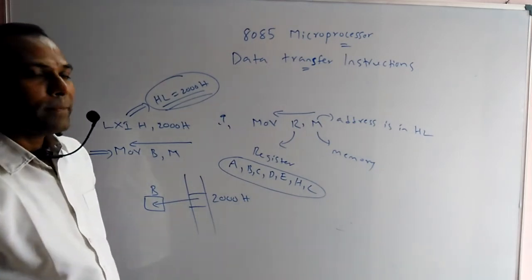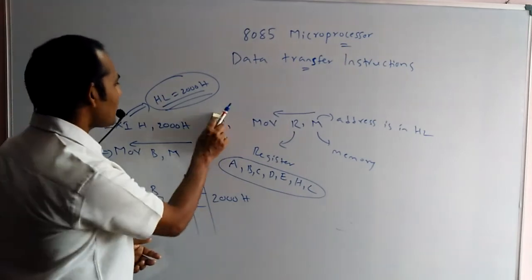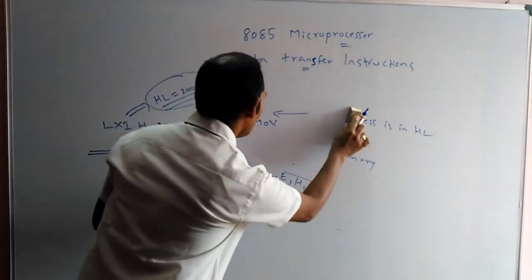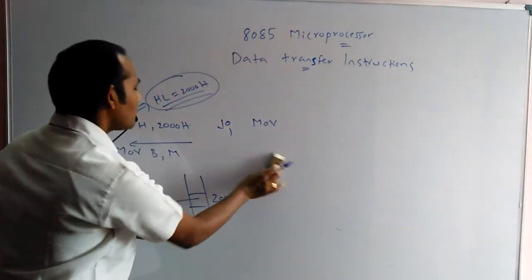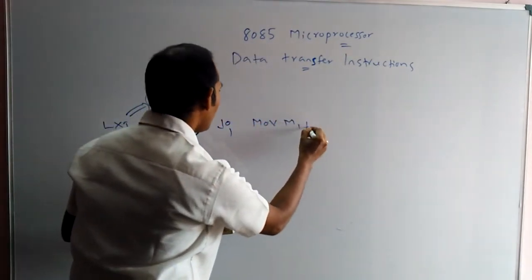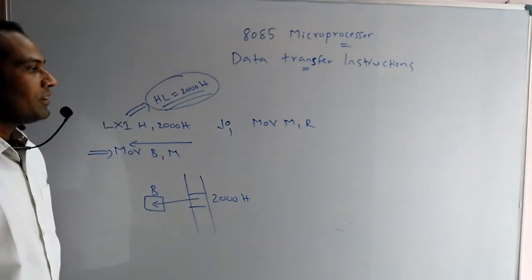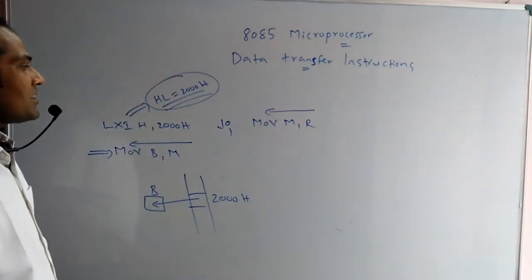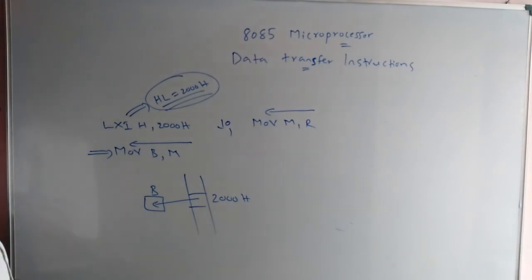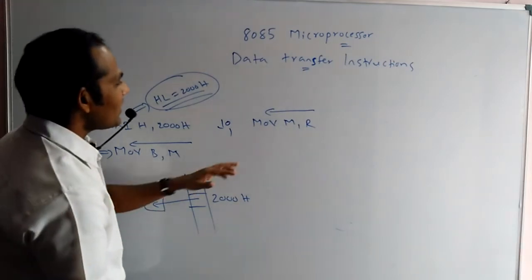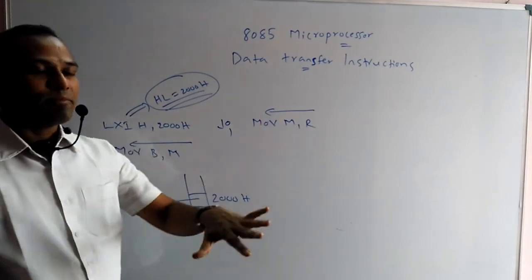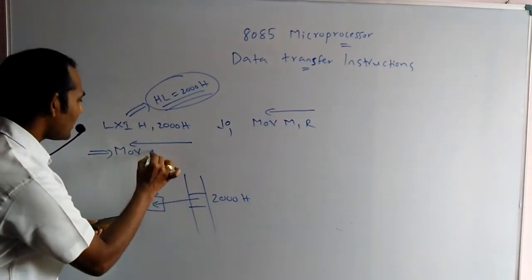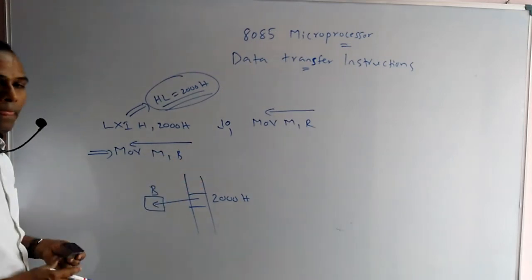That is MOV R, M. The exact opposite is MOV M, R. So that is register to memory transfer. Once again, M means the address is in HL. We'll see an example like this.